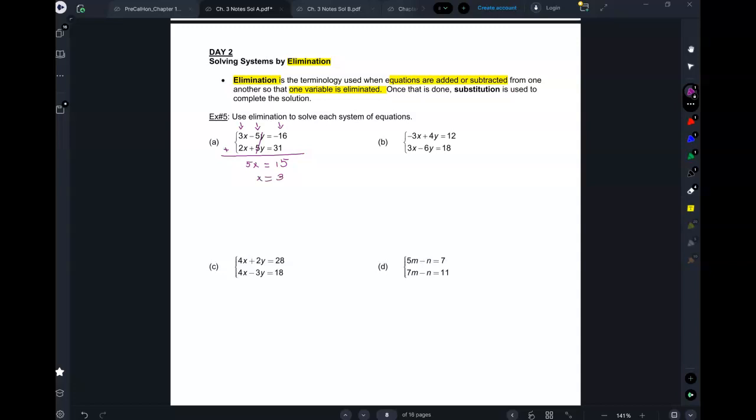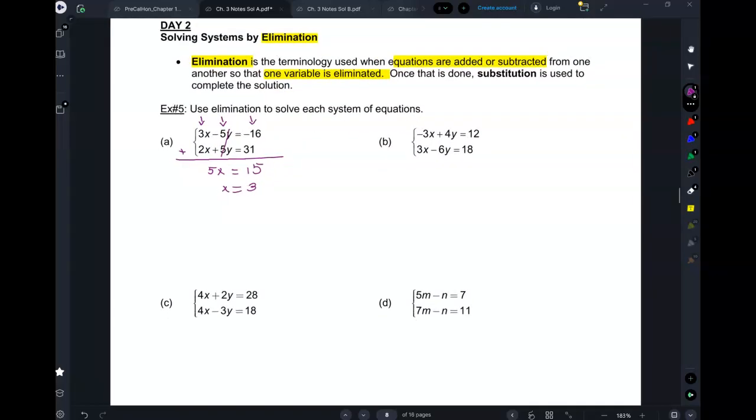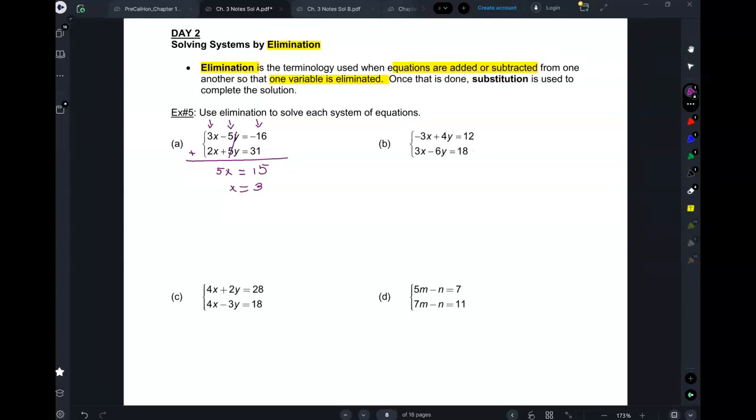Once you do that, you take the 3 and plug it into either of the equations, it doesn't matter which one, in order to get y. So let's do the first one. 3x minus 5y is equal to negative 16. 3 times 3 minus 5y is negative 16. 9 minus 5y equals negative 16. Minus 9, minus 9. Negative 5y equals negative 25. Y is 5. So my solution is 3, comma, 5.